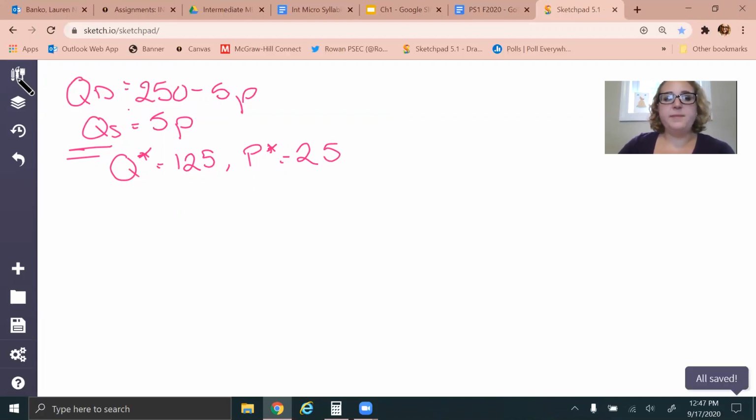In case you don't remember that, what we did was we set quantity demanded equal to quantity supplied, solved for the price, and once we got 25, we plugged the price back in to get the quantity supplied or demanded, which was the same, 125. So then I might ask, instead of just this, what is the consumer surplus? What is the producer surplus?